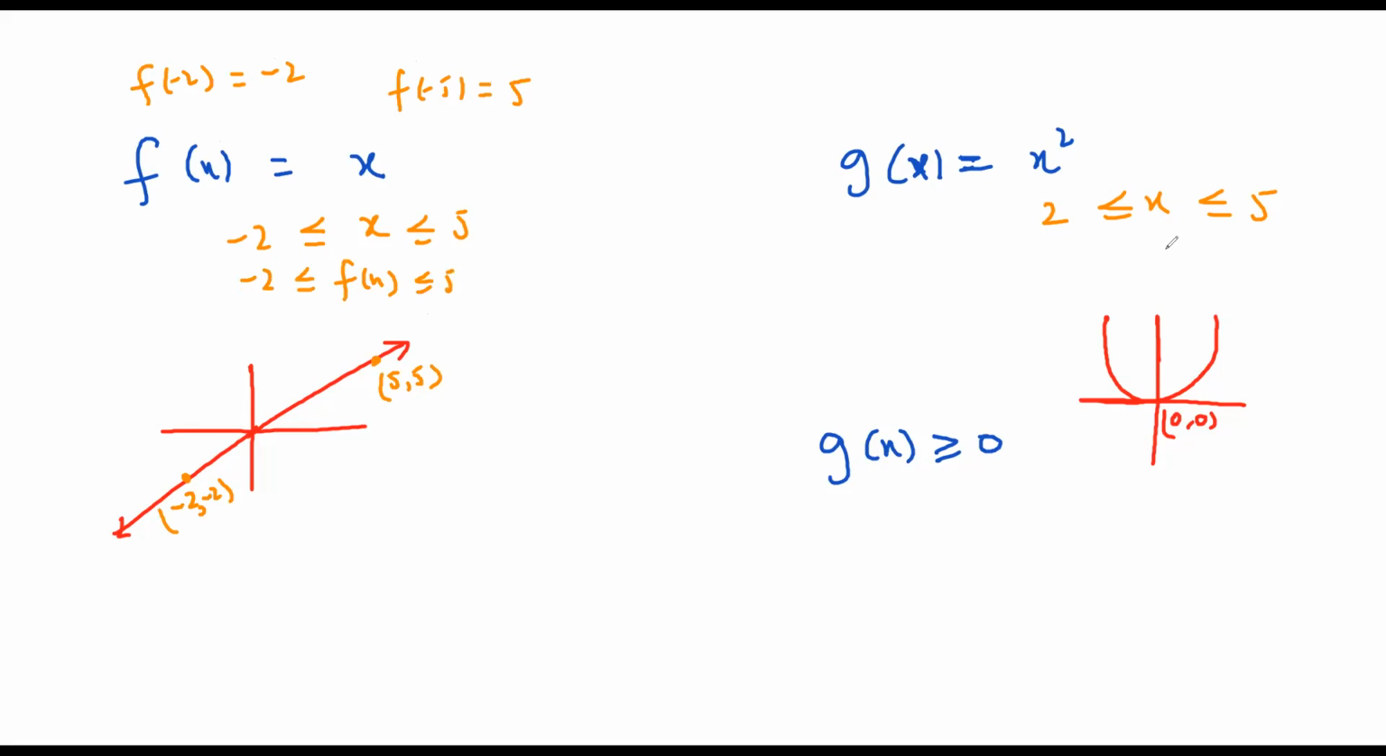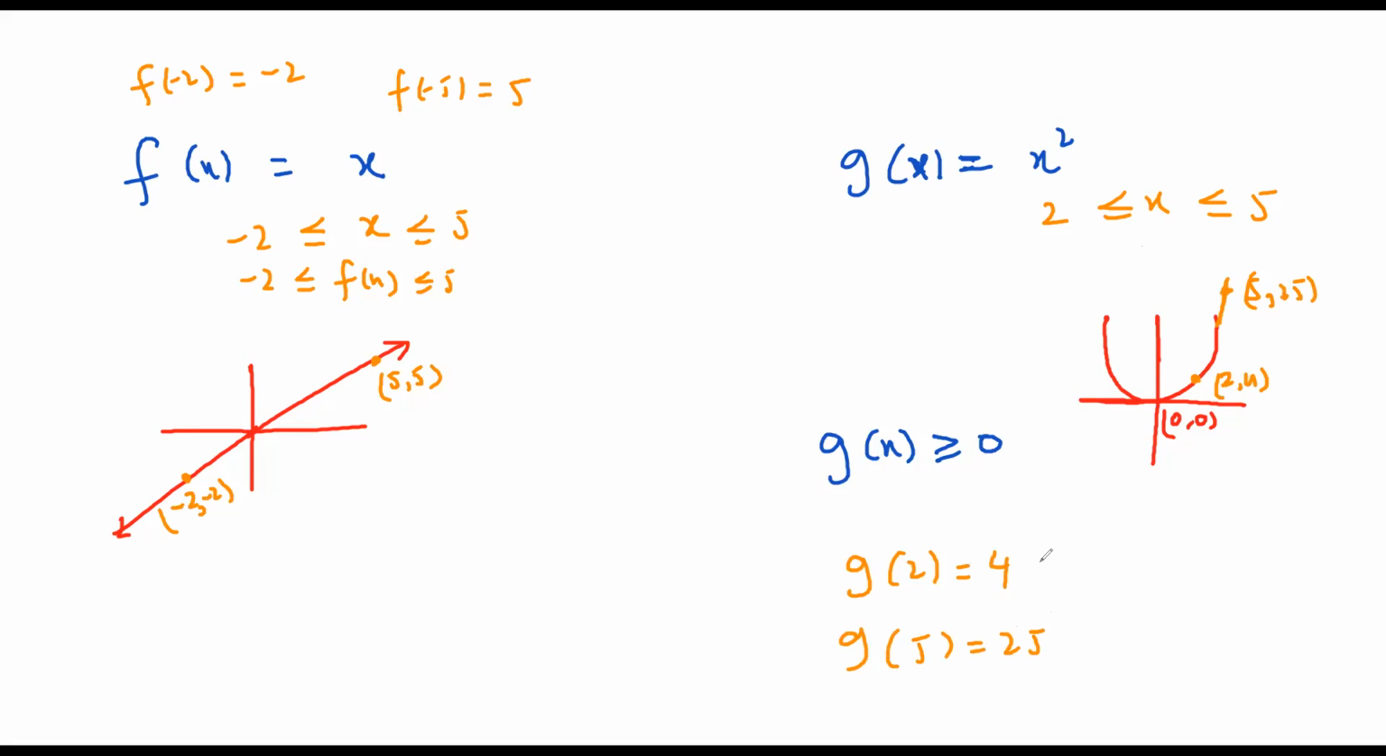So what is the range over here now? Similarly, you will say, okay, let me find what g of 2 is. That is 4. What is g of 5? That is 25. Now that means you have a point over here which is 2 comma 4, and a point over here which is 5 comma 25.